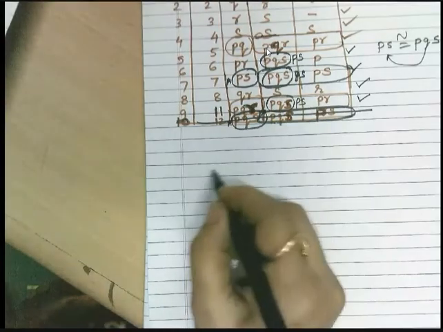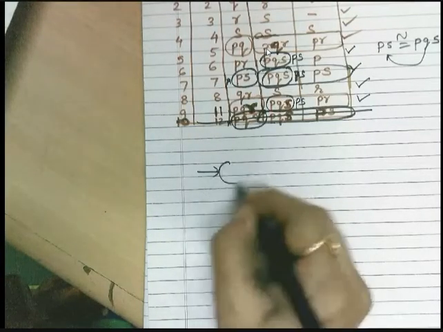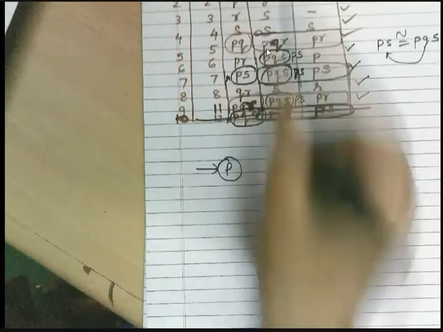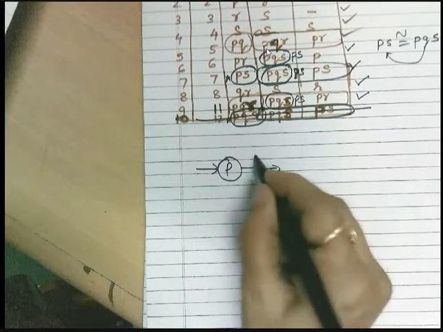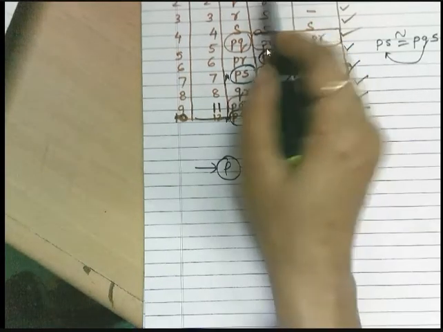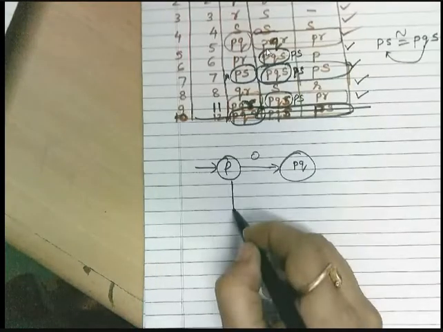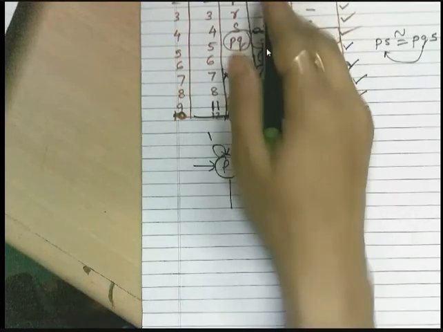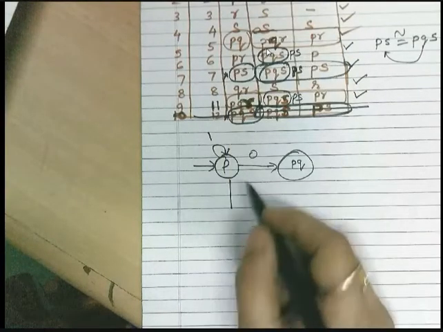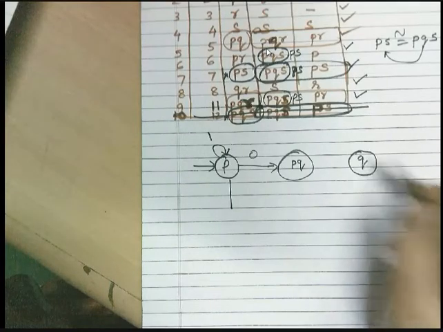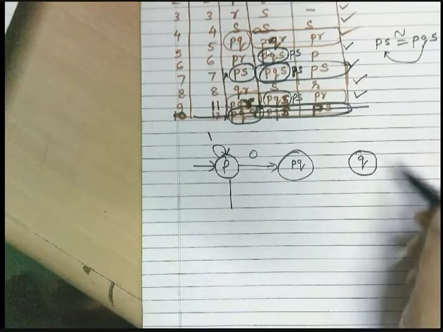So let me start with the initial state. This is my initial state. I hope it is visible. P on 0 goes to PQ. P on 1 goes to itself, P. Next, Q on 0 goes to R. So we don't have the Q state now, so let me make it here, Q. So Q on 0 goes to R.